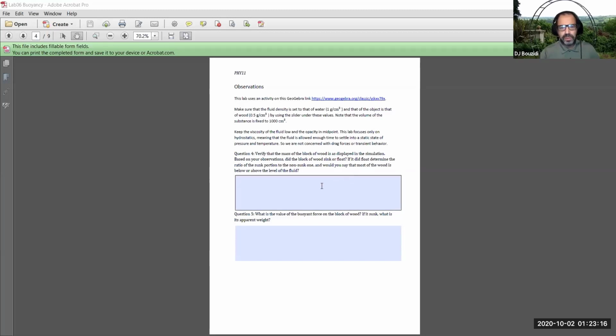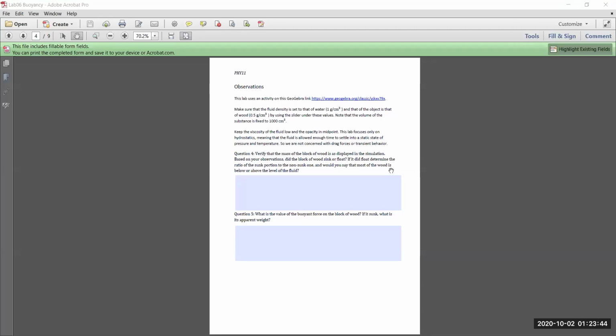Determine, okay? And would you say that most of the object is below or above the fluid? So that's the last part, okay? So you're going to tell me the ratio, and then in this case of the wood, it should be 50-50. I can't tell you that most of it is sunk or most of it is above, actually they're halfway, okay? So that's the answer to this question. Again, what is the value of the buoyant force on the block of wood? If it's sunk, what is its apparent weight?